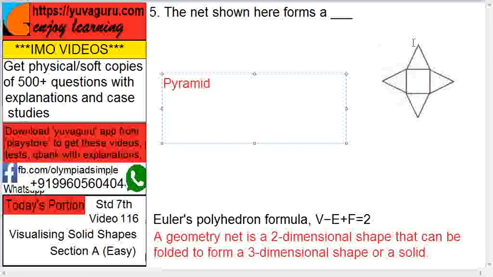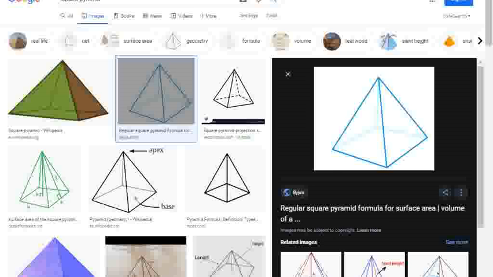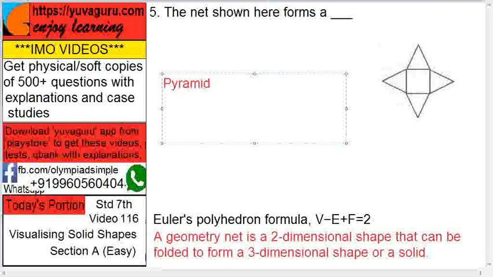The net shown here forms a, net means this two-dimensional. If you join all these, it will form a pyramid. This is a pyramid which we see in Egypt, the same.